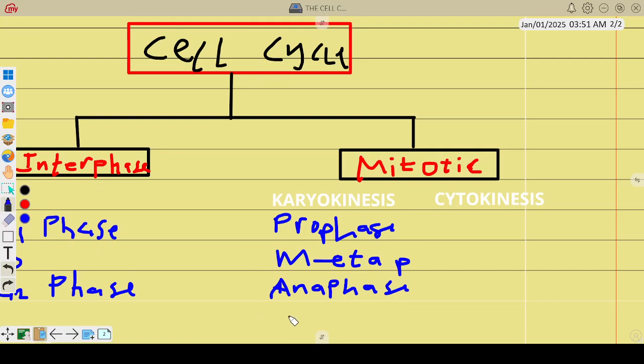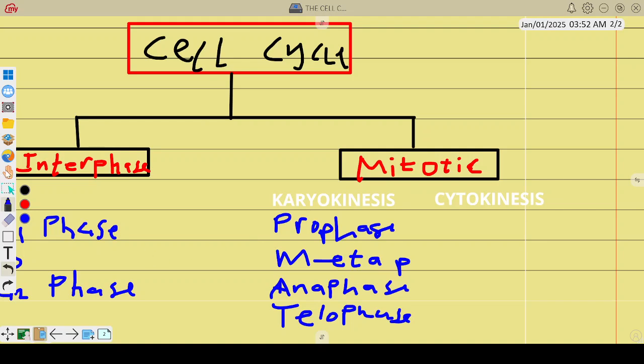Okay, and then the last one is telophase. That's the last phase. Alright, and then under cytokinesis we don't have something significant to list, except the cleavage furrow. We'll look at all those.